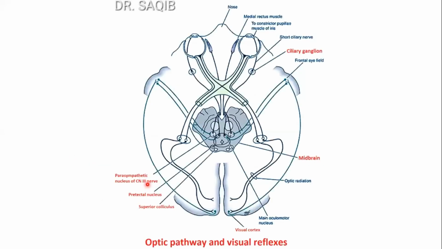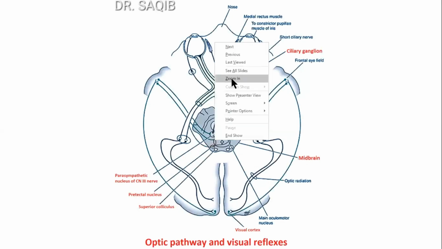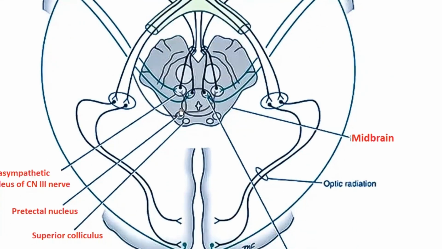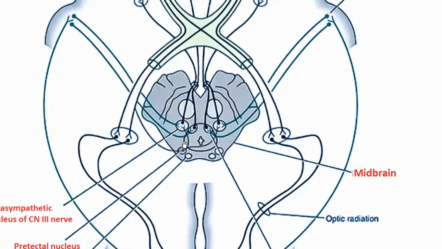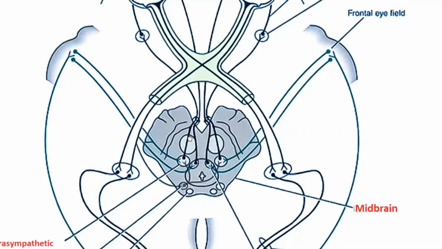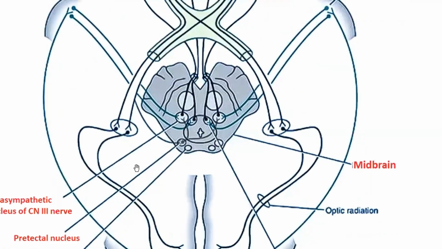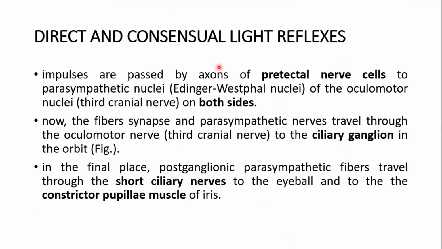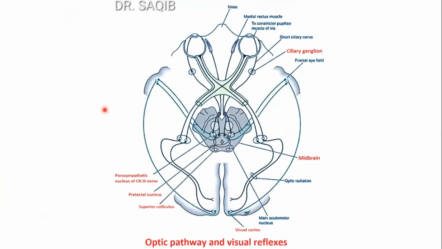So let's see this figure. Here you could see this is the mechanism. So I've shown you already, and let's see again. But this is the pretectal nucleus, and fibers from here pass to this. You can see the oculomotor parasympathetic nucleus of the cranial nerve 3. Here you could see this Edinger-Westphal nucleus on both sides, also on this side and on this side.